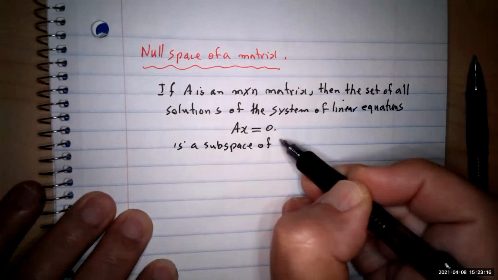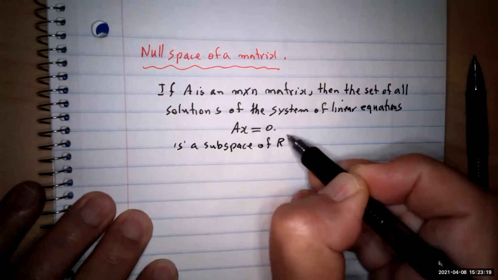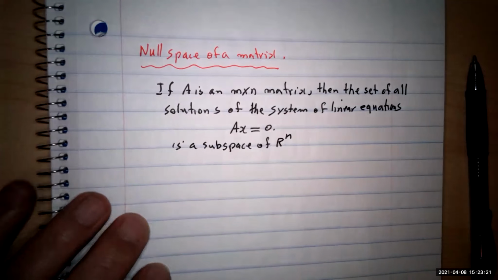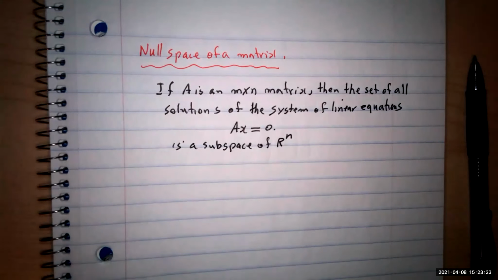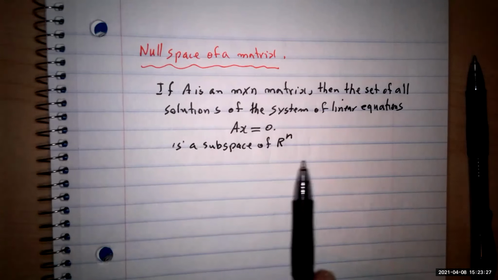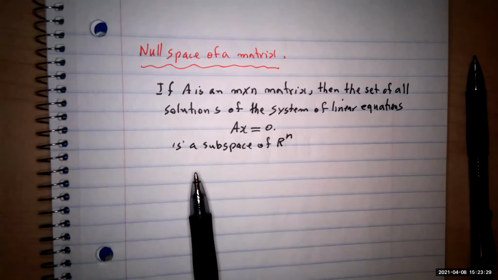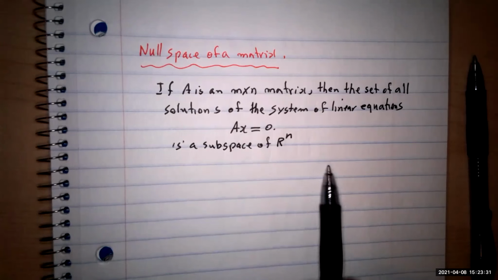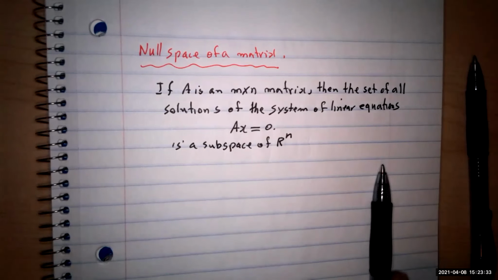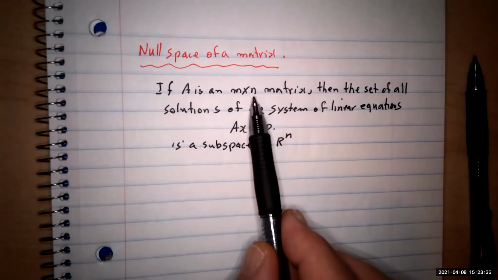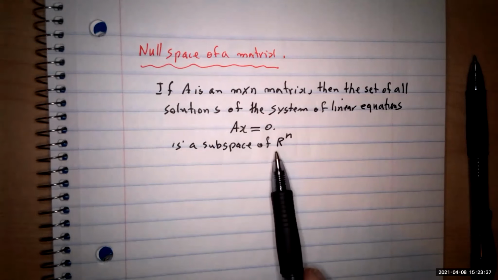It's going to be a subspace of Rn. Make sure you know the dimension. It's M times N. The N is the number of columns, which gives you the unknowns. Remember, this is x1, x2, x3, x4. So the number of columns is N, so this is a subspace of Rn.